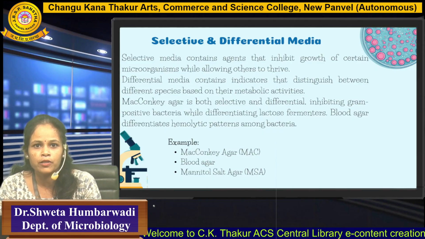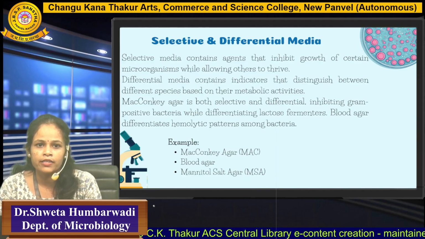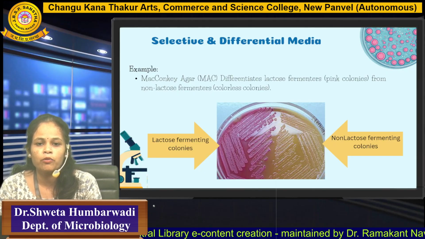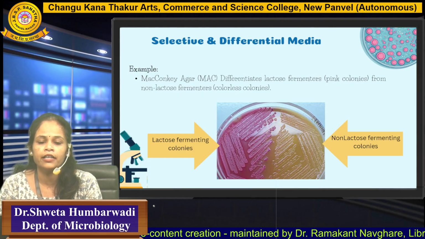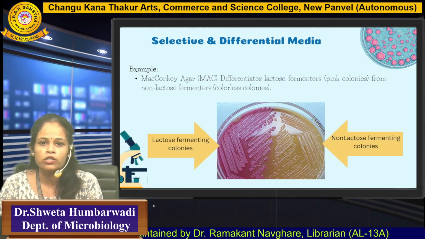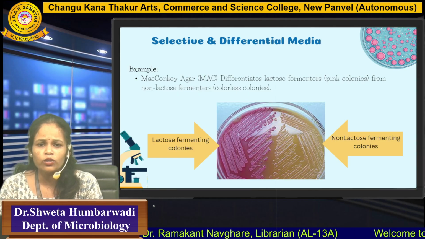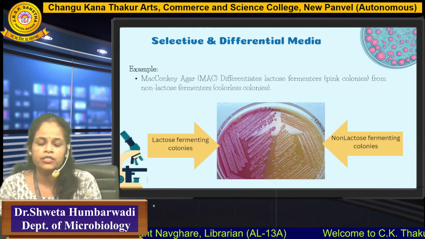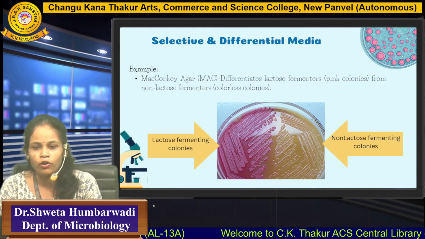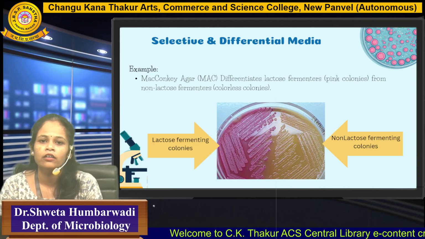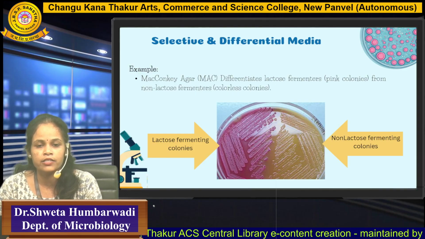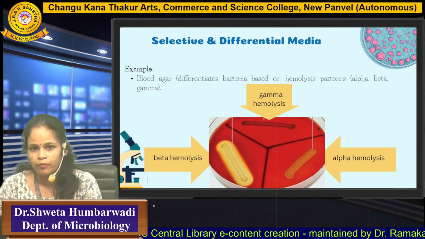So here are different examples of the selective and differential media. One of the examples is MacConkey's agar or MacConkey's broth. Here we can see the growth of organisms on MacConkey's agar. The MacConkey's agar basically contains the sugar lactose and the indicator neutral red. The organisms which are lactose fermenting show pink colored colonies because of the pH indicator neutral red, and non-lactose fermenting organisms will form yellowish colonies over the media. So we can differentiate these organisms into lactose and non-lactose fermenters.